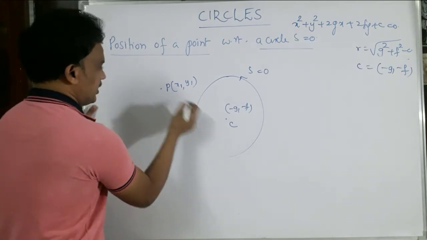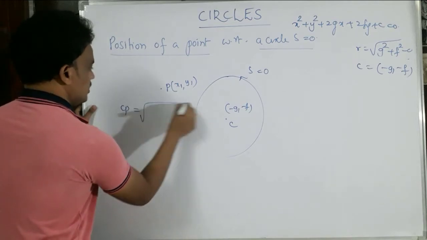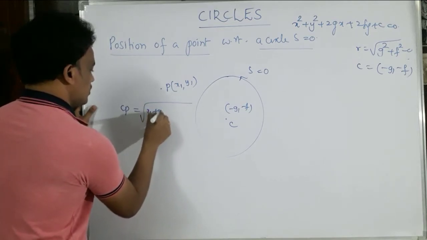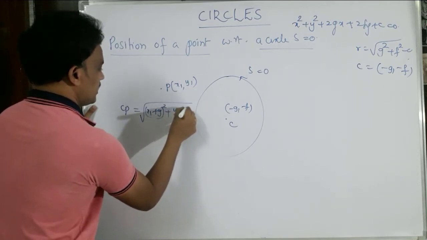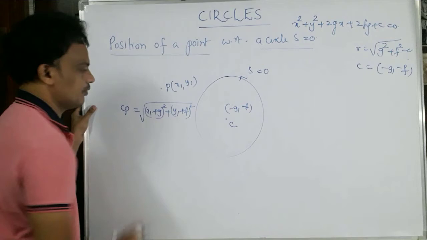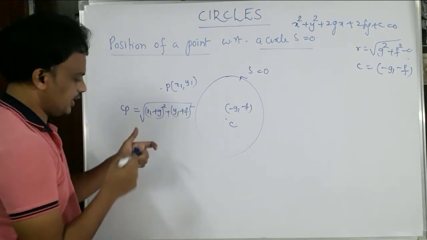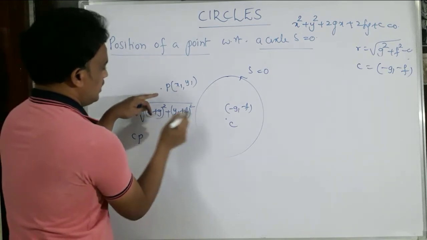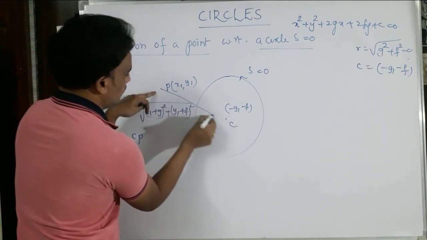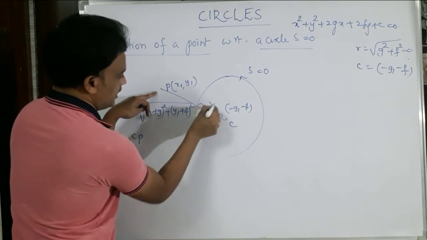First of all, please find the distance CP. It is the square root of (x1 plus g) whole square plus (y1 plus f) whole square. Here we get one condition, so please compare CP and the radius. This is CP, the distance between the two points, and this is the radius.